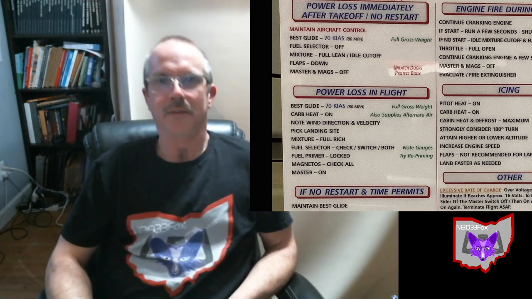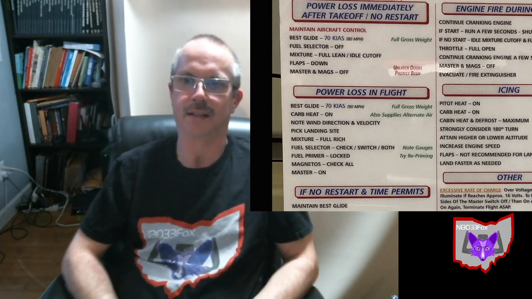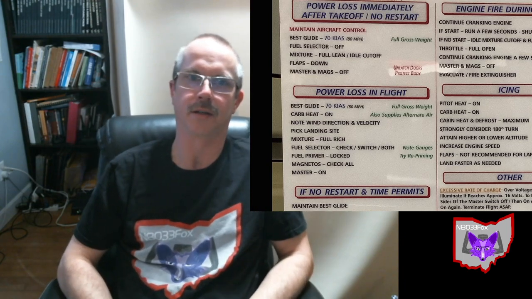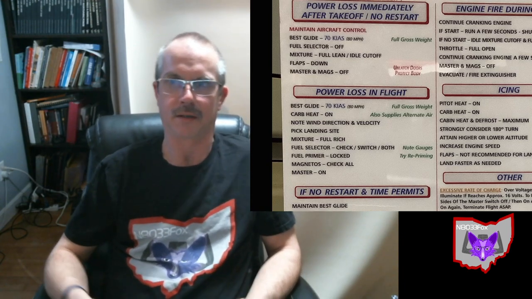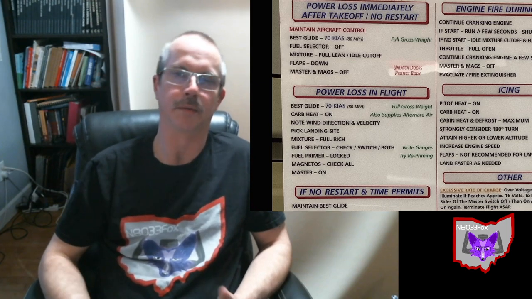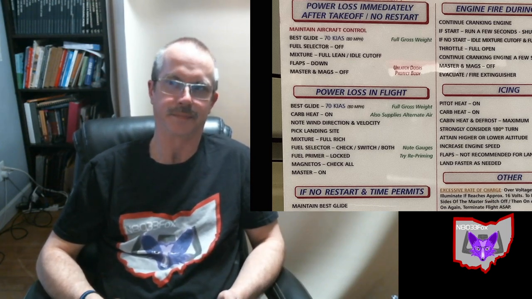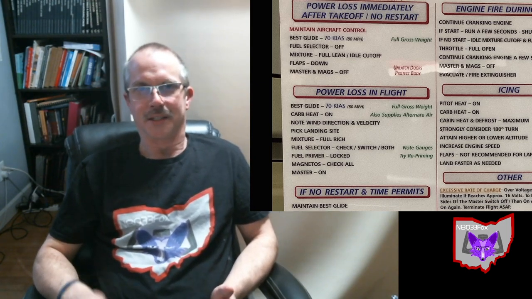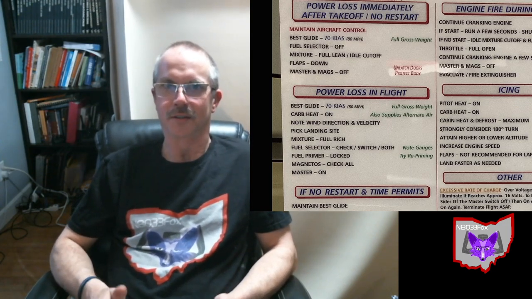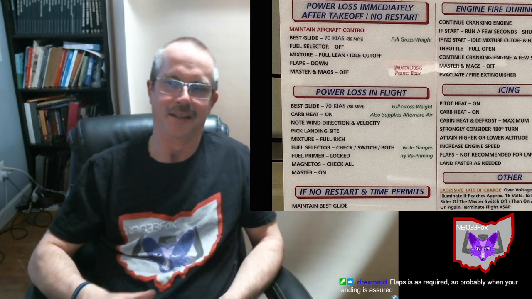All right, best glide, fuel selector to off, mixture to lean, flaps down, mags to off. That's if we have a power loss immediately after takeoff and we don't get the engine to restart. Best glide, fuel selector off, mixture to lean, flaps down, mags to off.